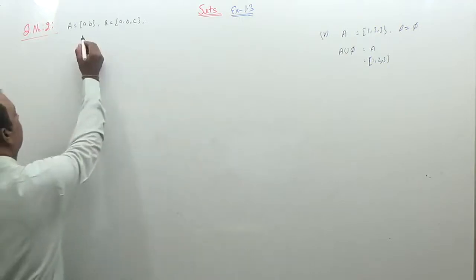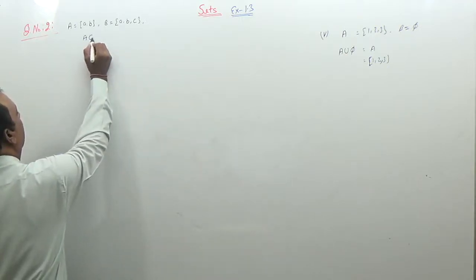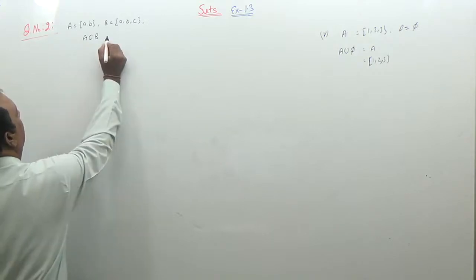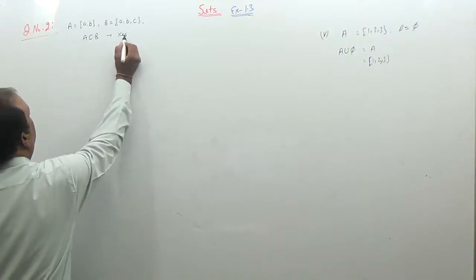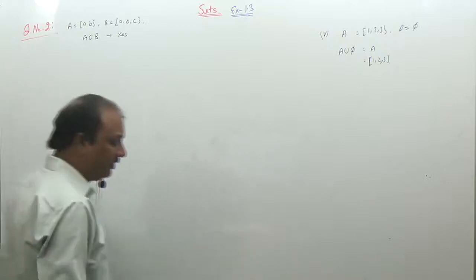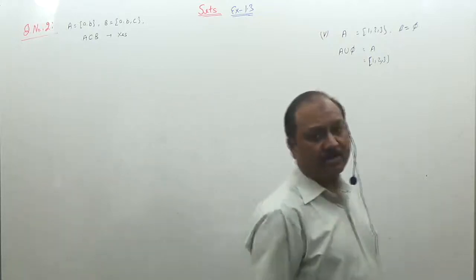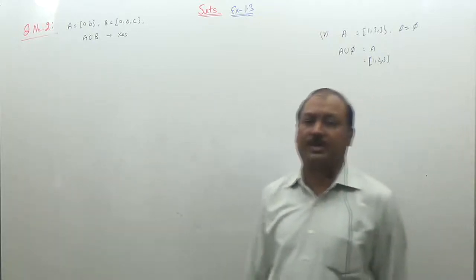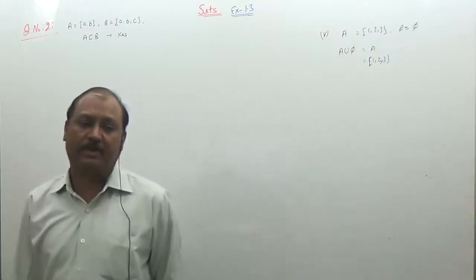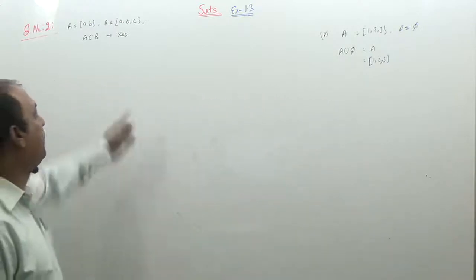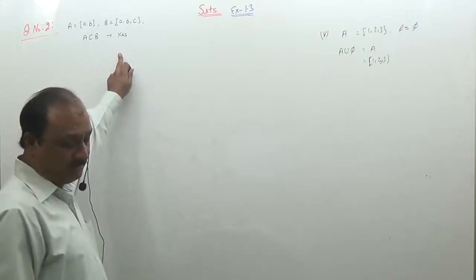First question is: is A a subset of B? So our answer is yes, because all elements of set A also belong to set B. We can say that all elements of set A lie in set B also. So A is a subset of B.